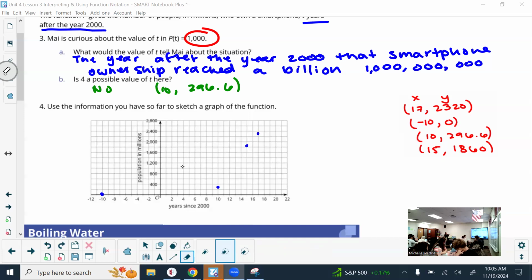Now, one thing that we also look for is whether or not we should connect those dots. So ask yourself whenever that happens: can you have a decimal of the year? Can I have like 2.5 years, 2.75 of the year? Yes, I can have a decimal of the year. Can I have, when they report the population, a decimal? They're reporting it in millions.